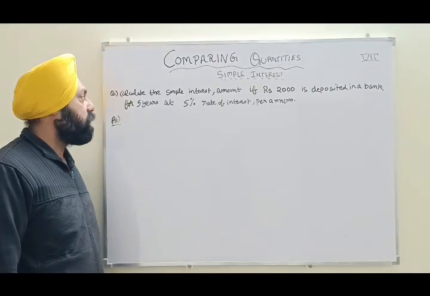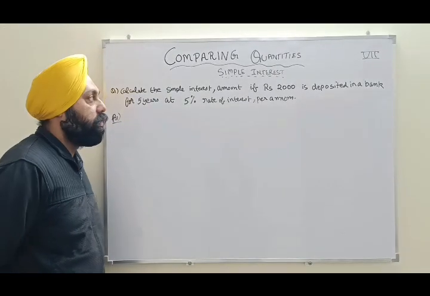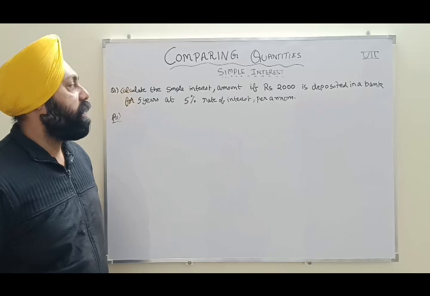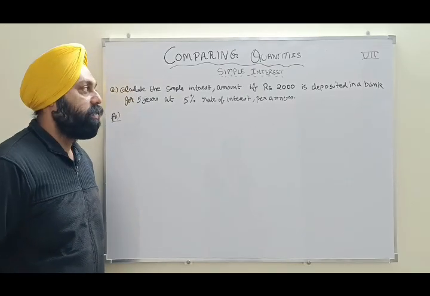So let's start. Let's do the question. Calculate the simple interest and amount if rupees 2000 is deposited in a bank for 5 years at 5% rate of interest per annum.